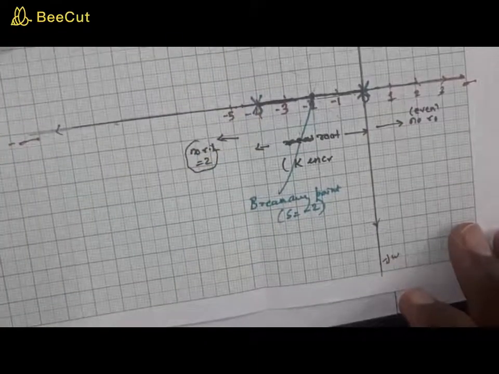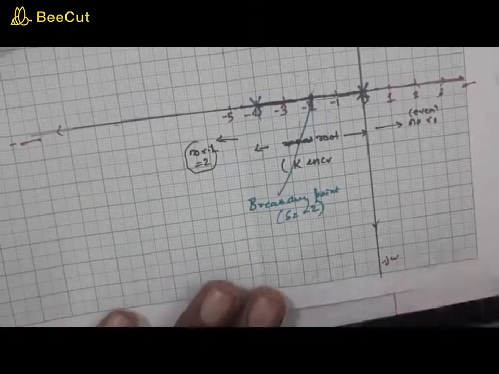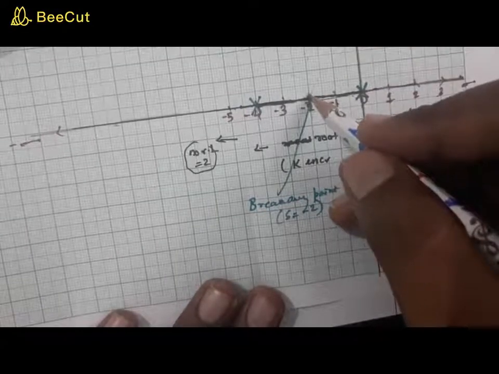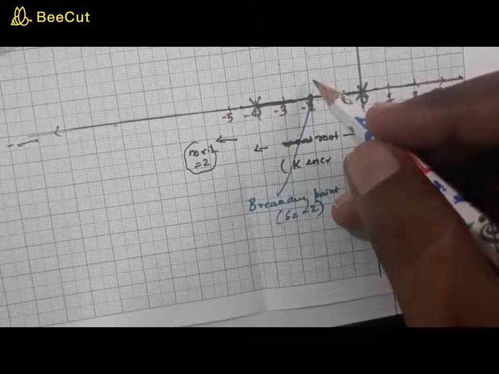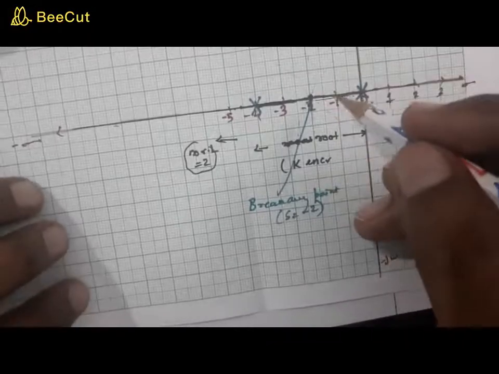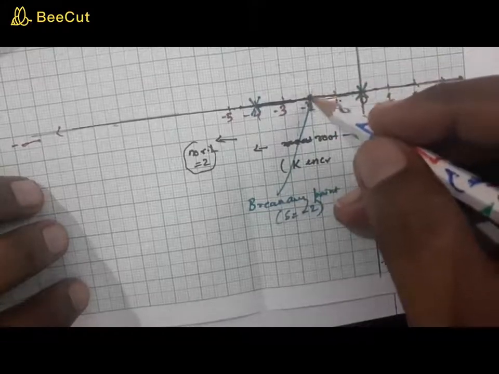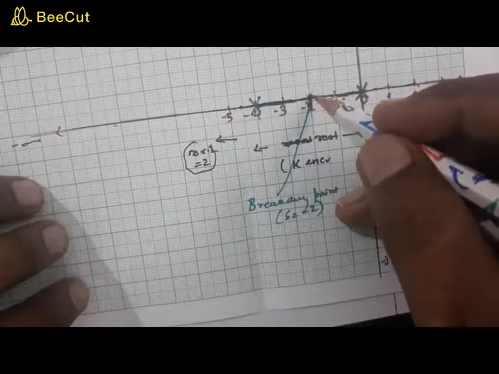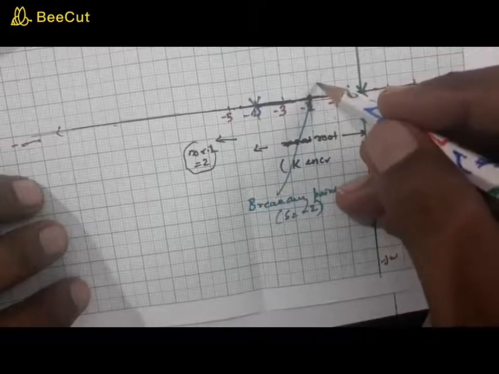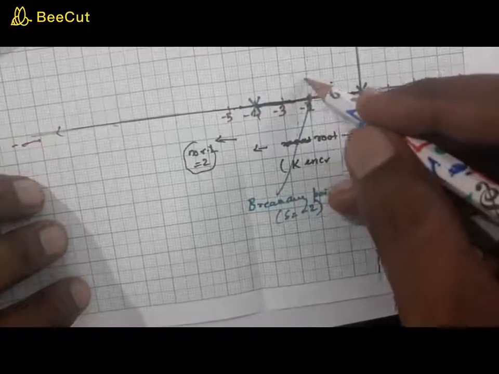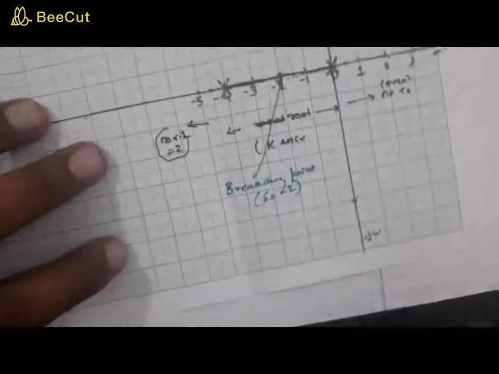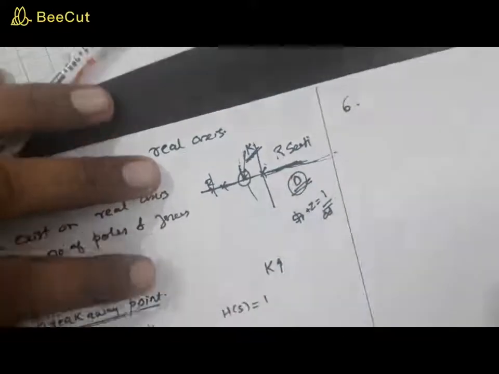For that, the first thing is we need to know the angle by which it moves. Then only you can understand. See, if it is moving in this way, this is the angle. If it is moving in this way, this is the angle. If it is moving in this way, this is the angle. So there is an approximate method called the asymptotic method. That is the next, the sixth point.